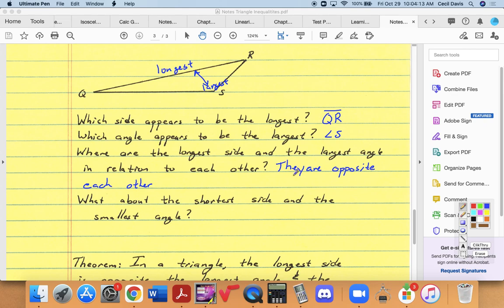All right. Which side is the shortest side? Yeah, this is the shortest side pretty clearly. And I think this is the hardest part to see on this one. Which one is smaller, angle Q or angle R? Q is the smaller angle. Notice they are opposite each other also. So they are opposite each other.